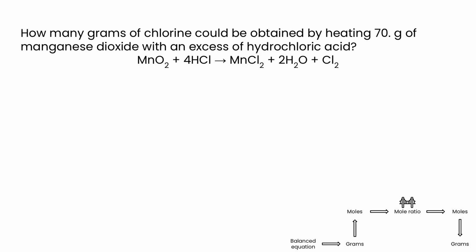So this one, how many grams of chlorine would be obtained by heating 70 grams of manganese dioxide with an excess of hydrochloric acid? So let's get out our highlighter again. We're looking for grams of chlorine. And so that's here in our balanced chemical equation. Now you can see it's already balanced again for us, so we don't need to do that step. And we're given 70 grams of manganese dioxide, and that's right here.